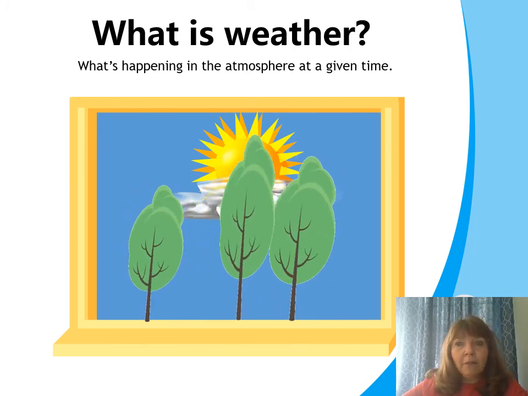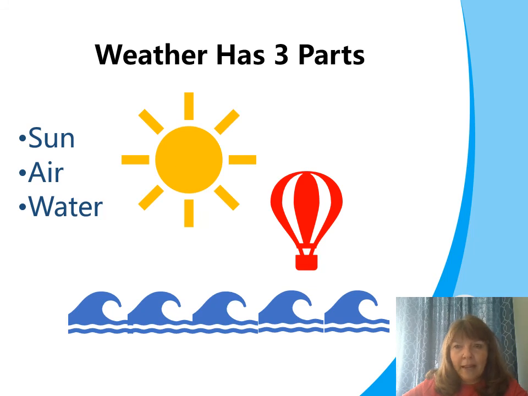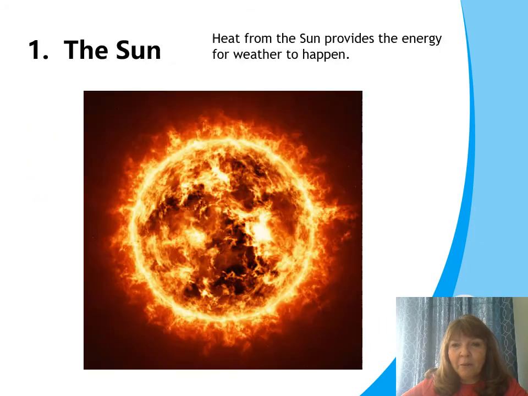Today we're going to talk about the three things that it takes to make weather. The first thing is the sun, and the sun is where the heat comes from. The next thing we need for weather is air. And the third thing we need for weather is water. And so we're going to talk about each of those separately, but we're going to start with the sun.